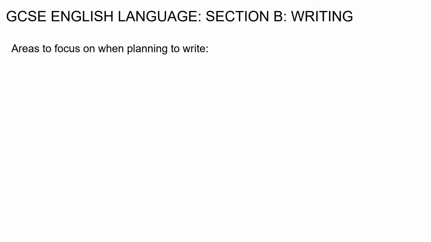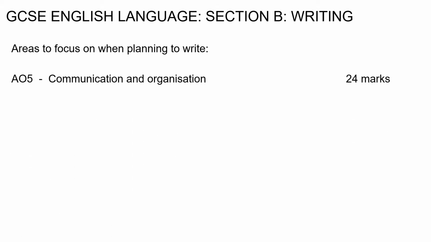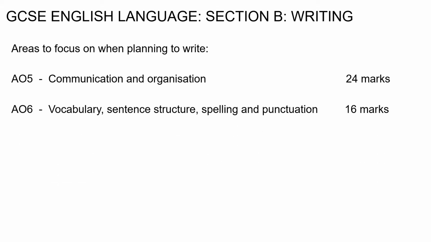Areas to focus on when planning to write is essential. The communication and organization part that we've just looked at, AO5 at the top, is a 24-mark aspect of the question. Remember, the whole thing is 40 marks. Then we have the vocabulary, the sentence structure, the spelling and punctuation, 16 marks. I am repeating these because they are important. If you have an idea of how you're going to get the marks, then it helps you to know what you need to do to get the marks accurately.